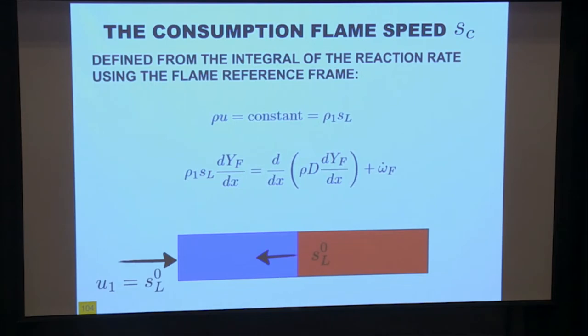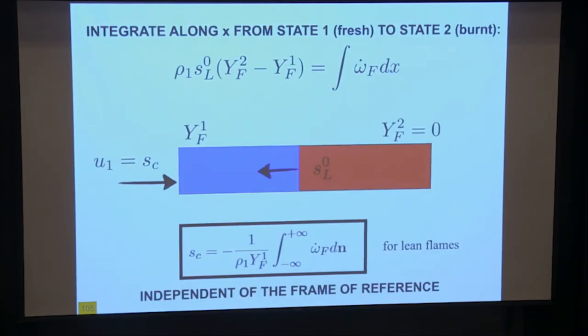which is the consumption speed, which is the one I recommend to use, actually. Why do we talk about a third speed based on consumption? Because this one is based on this type of integral here. If you take a laminar flame sitting here in the middle of the domain, you can integrate this equation from minus infinity to plus infinity. And like we did before, many of these terms will cancel. This term here will be zero, and it will be zero here, and we will be left with an equation which looks like this. Rho 1 SL multiplied by the fuel mass fraction in the burnt, which is normally zero, minus the fuel mass fraction in the fresh, YF1, equals the integral of omega dot F.